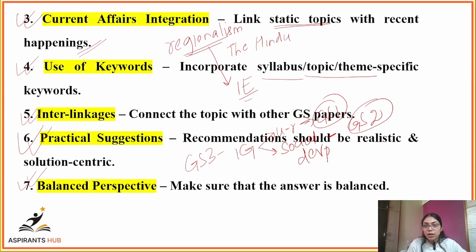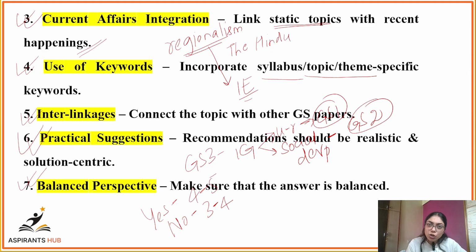Next is balanced perspective. Whenever you get a question, for example, do you think globalization is leading to aggressive consumerism? What you will write is, yes, I think so, it is leading to aggressive consumerism. Maybe you write 4 to 5 pointers. Then you can also say, however, this is not entirely true. You can give 3 to 4 pointers so that you are presenting balanced arguments.